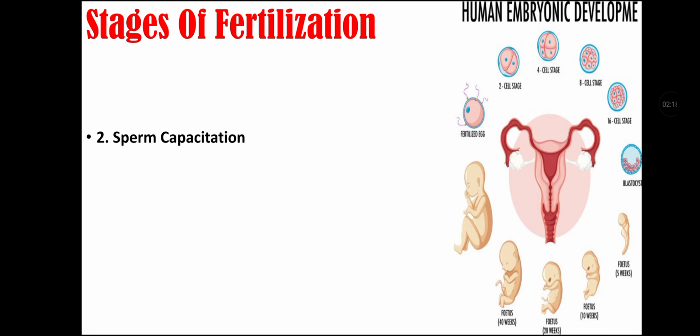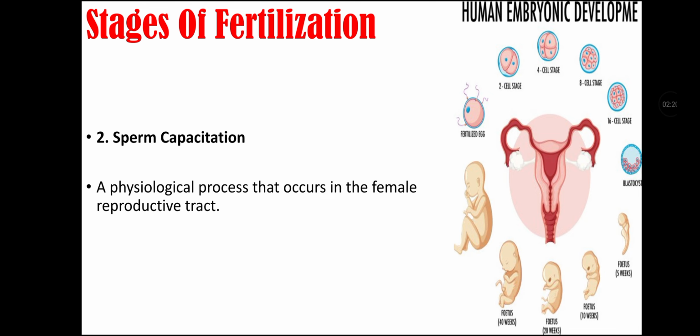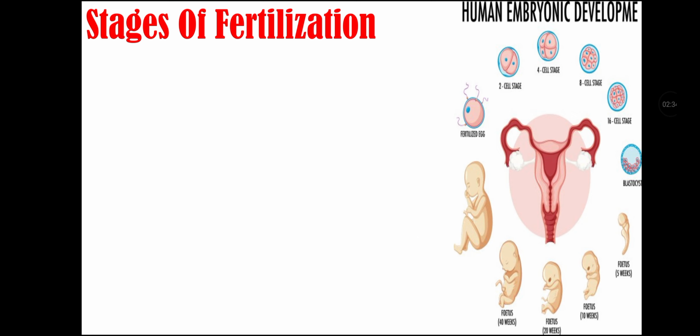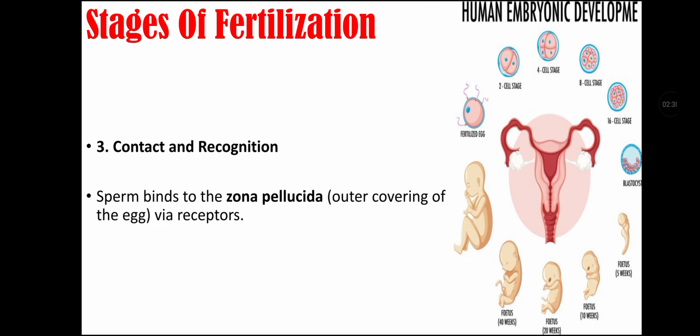Second stage of fertilization then starts, that is sperm capacitation. This is a physiological process that occurs in the female reproductive tract. It involves changes in sperm membrane, making it capable of binding to and penetrating the egg. Then there is third stage of fertilization, that is contact and recognition. It is when sperm binds to the zona pellucida, that is outer covering of the egg, through the receptors. This contact and recognition ensures species-specific fertilization.